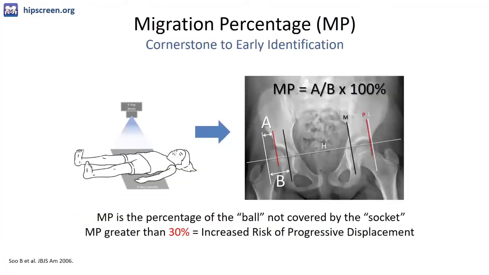The migration percentage obtained from an X-ray of the pelvis is the cornerstone to early identification. The migration percentage refers to the percentage of the ball that is not covered by the socket. And a migration percentage of greater than 30% has been shown in studies to increase the risk of progressive displacement, and is the trigger or threshold in most hip surveillance programs to send a child to a specialty center for closer monitoring and possible treatment.